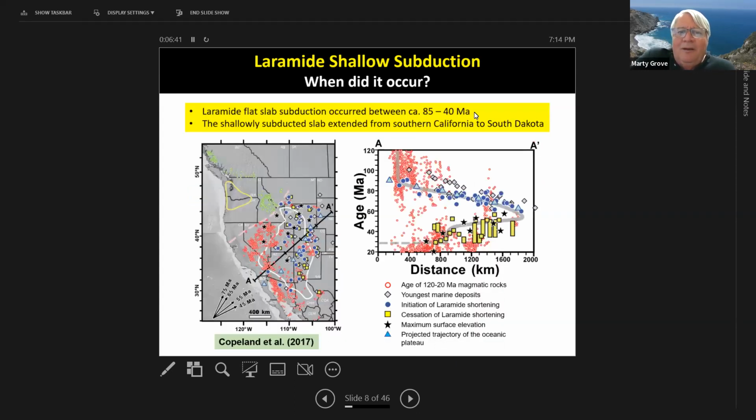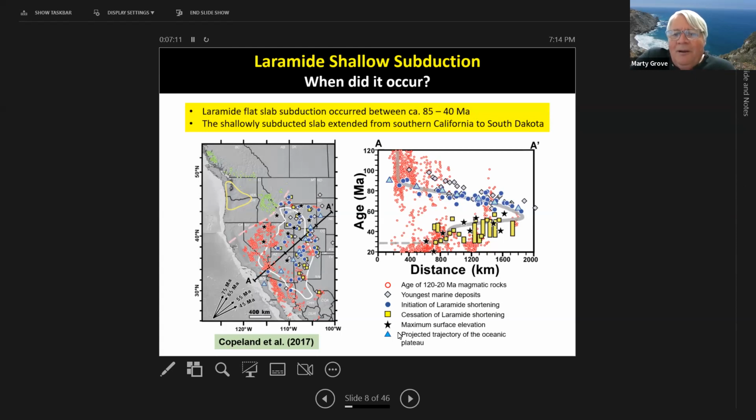There's a huge amount of data that's been amassed throughout the years. This is a review paper by Peter Copeland and others, basically combining a lot of different types of data, including the ages of magmatic rocks, marine deposits that are related to the development of the flat slab geometry, shortening in the upper plate, in the middle of the continent.